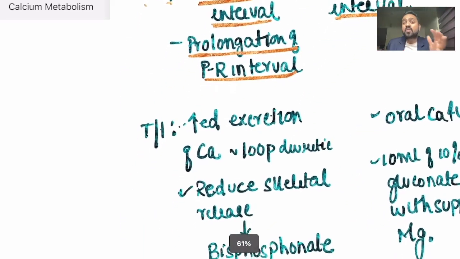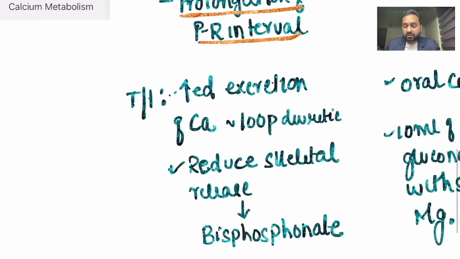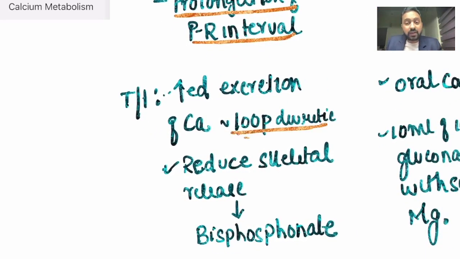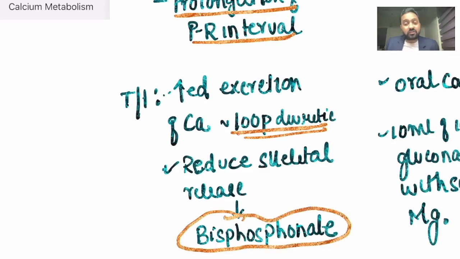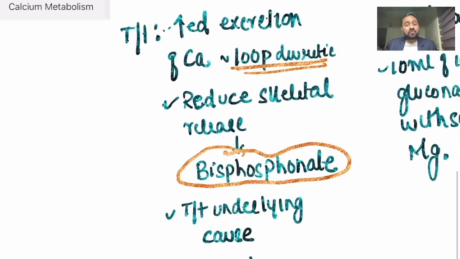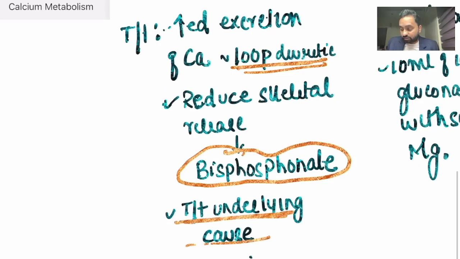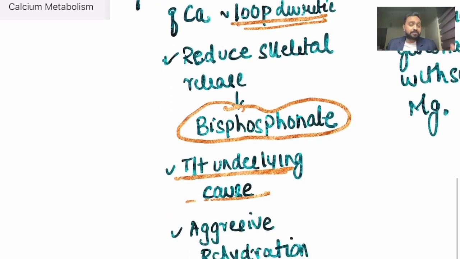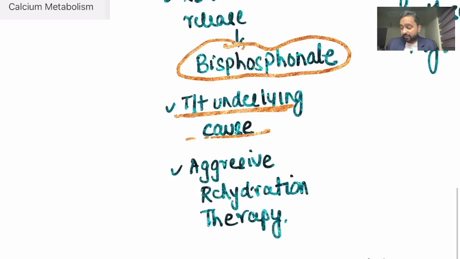Now, coming down to the treatment part, first for hypercalcemia. You need to cause increased excretion of calcium, so you can use a loop diuretic. You also need to cause a reduced skeletal release from the bone, so here we use a drug called bisphosphonates, right? And then obviously treat the underlying causes of hypercalcemia, along with aggressive rehydration therapy in patients of hypercalcemia.